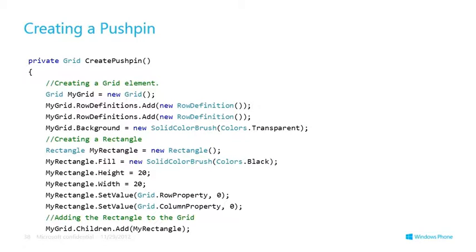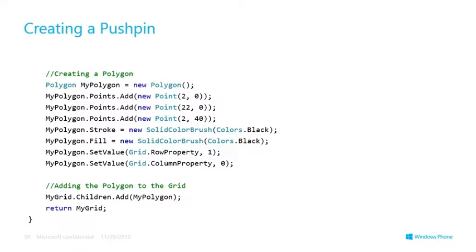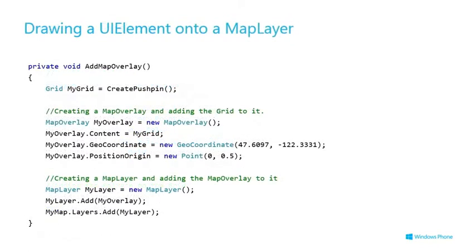Create a pushpin. This is doing it in code, but you could actually create a user control and do it that way. But here we're creating a grid. And then we're putting a rectangle into the grid and we're colouring it black. So that's the bottom of our pushpin. And then we're adding that to our grid. And then we're creating a polygon as well, putting the points on it. And we're painting that black. So that's creating our composite object, which is our pushpin's shape.